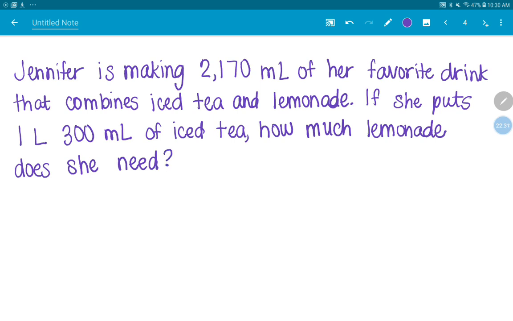Right, here's our question. Jennifer is making 2,170 milliliters of her favorite drink that combines iced tea and lemonade. If she puts in 1 liter, 300 milliliters of iced tea, how much lemonade does she need? She's going to take a couple of minutes to solve this.